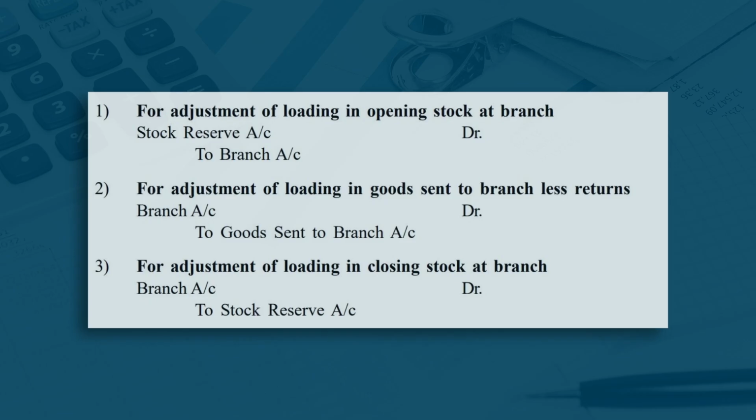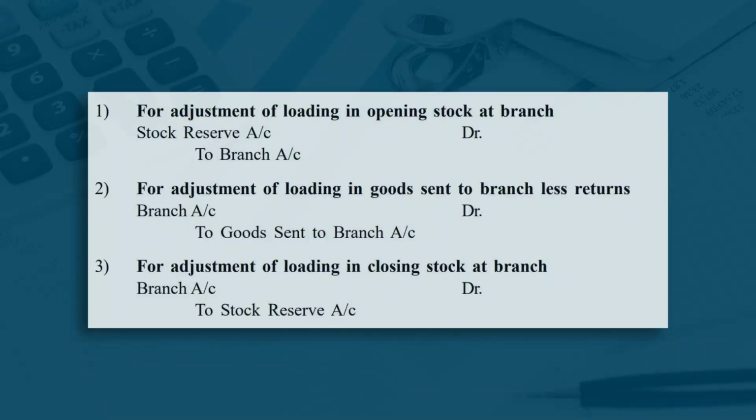So, the entry would be stock reserve account debit to branch. This is the journal entry which we need to prepare for opening stock. If this is the journal entry in case of opening stock, then in case of closing stock, the entry would be branch account debit to stock reserve. We may check it later.